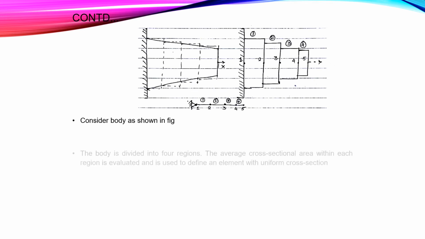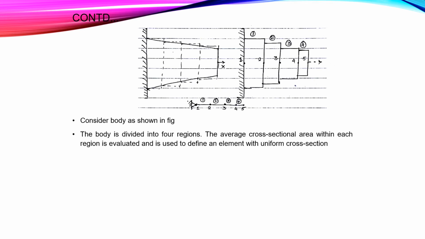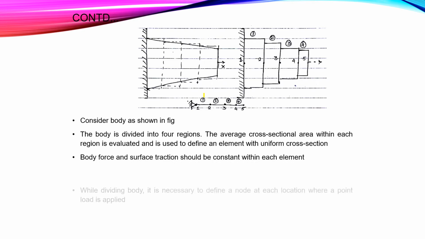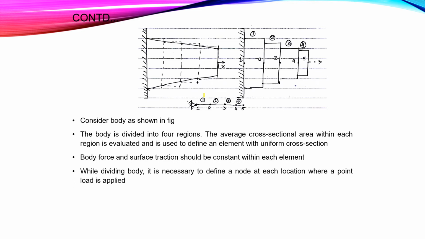Let's consider this figure. The body is divided into 4 regions. The average cross-sectional area within each region is evaluated and is used to define an element with uniform cross-section. So this is the tapered bar, and we are going to divide this bar into 4 sections. Body force and surface traction should be constant within each element. While dividing the body, it is necessary to define a node at each location where a point load is applied. Accuracy of approximation can be improved by increasing the number of elements.